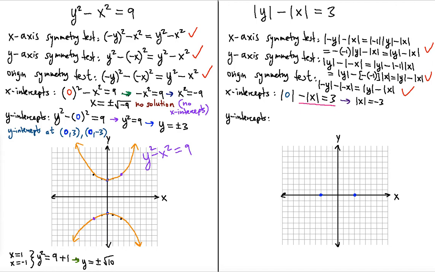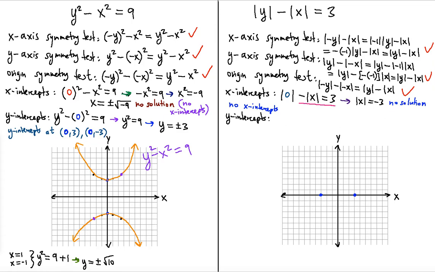But this has no solution, right? We know that because absolute value can never be negative, right? So no solution. And like in the first example, no solution means no respective x-intercepts, right? No x-intercepts, right? Because there was no solution.